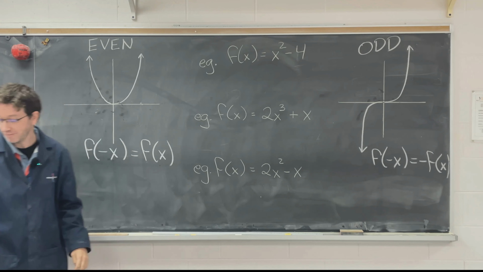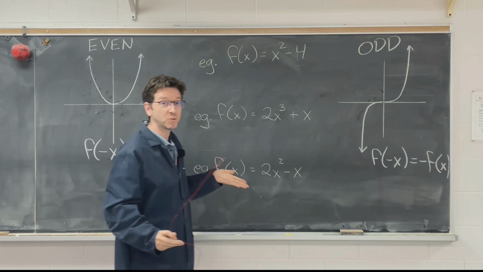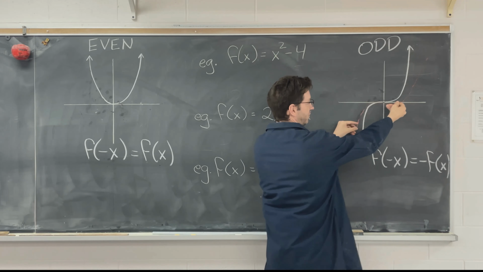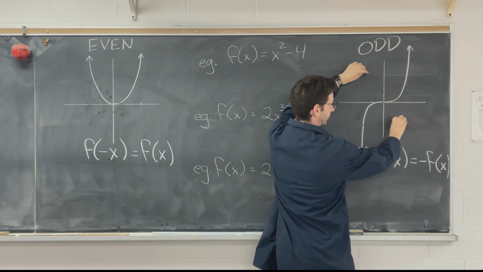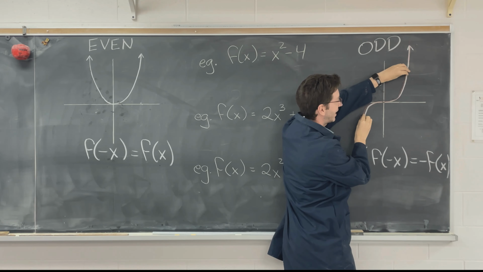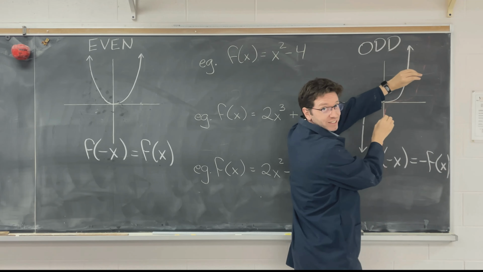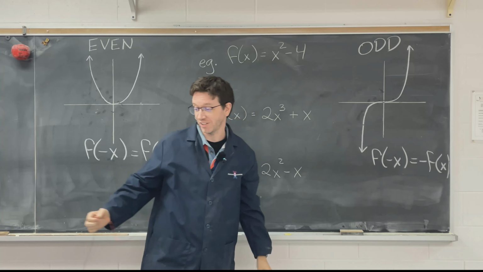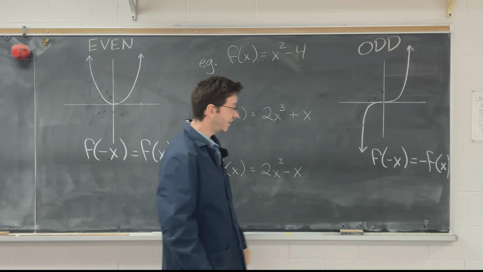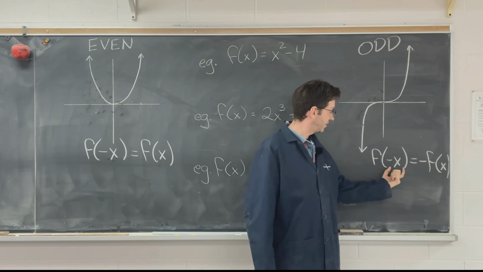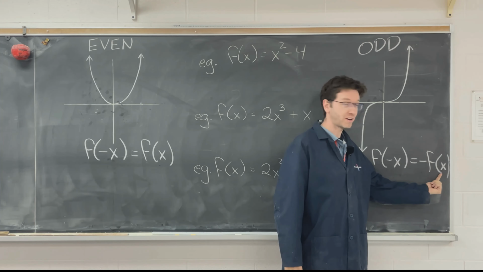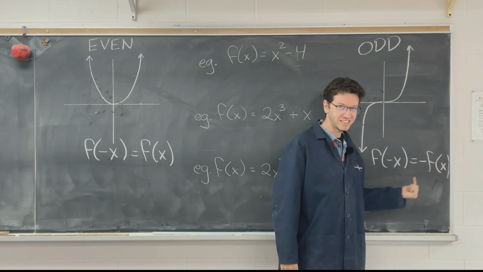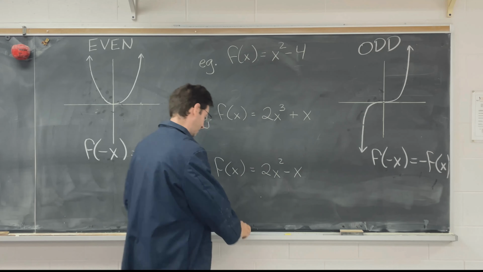All right, well, what's an odd function? An odd function has rotational symmetry. So if I were to have this function here and I were to rotate it, you can see we get back the same function. That's rotational symmetry. So that's an odd function. Mathematically, if we were to input negative x into the function, we would get the negative of our original function. So let's see how this works with a few examples.